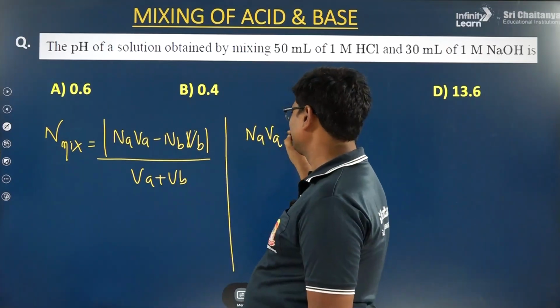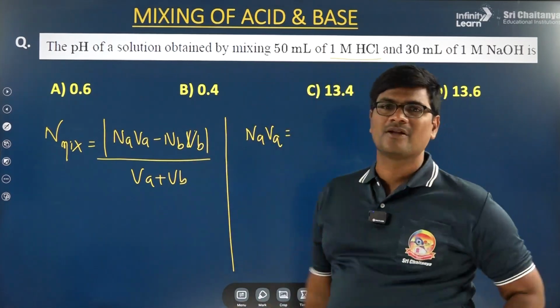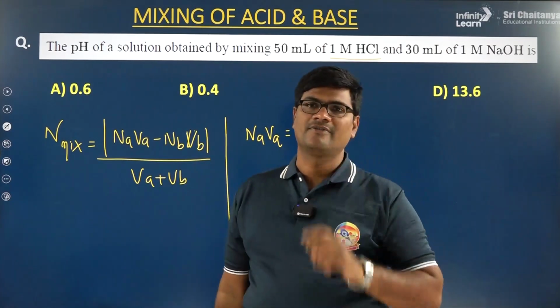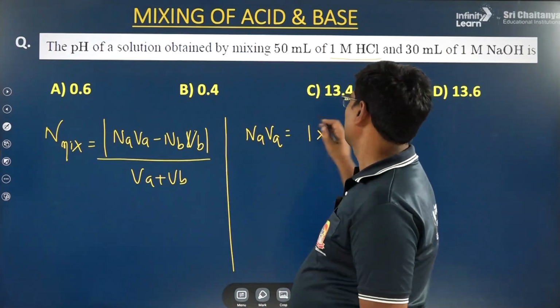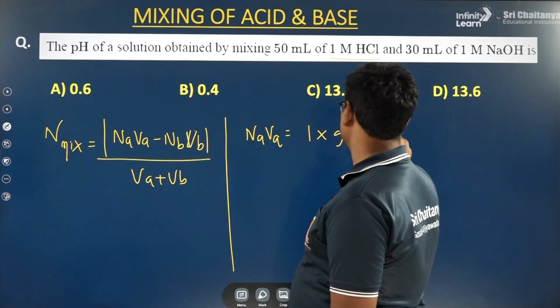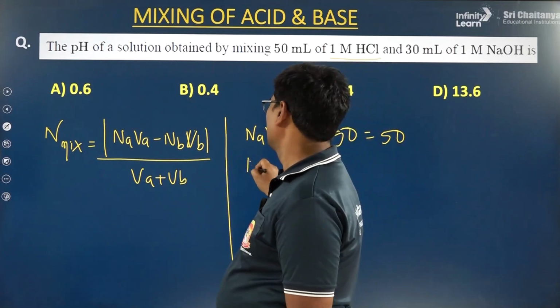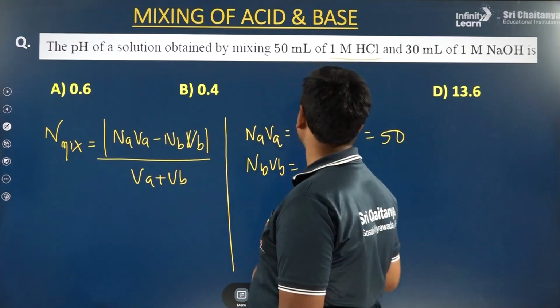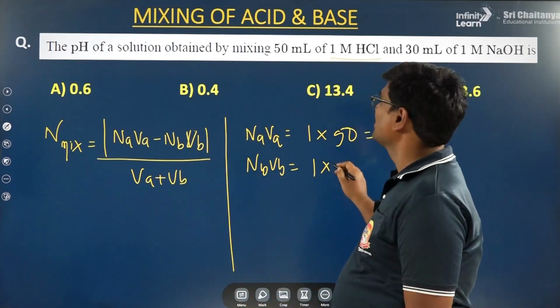Then here, NaVa. Let me write first. What is the normality of HCl? Normality of HCl is the molarity of HCl only, because n factor is 1 for that. Therefore, I am taking the same value 1. What is the volume of acid HCl? That is 50. That means we are adding 50 milli equivalents of acid, and then NbVb is how much? What is the normality of NaOH? Molarity of NaOH, same value, I am taking 1. And what is the volume?